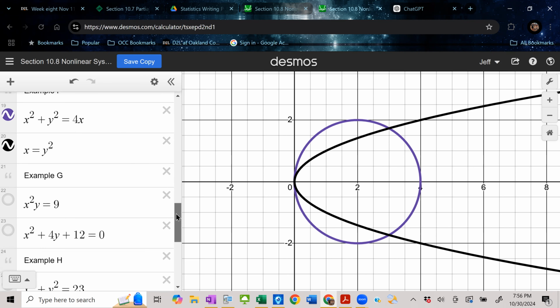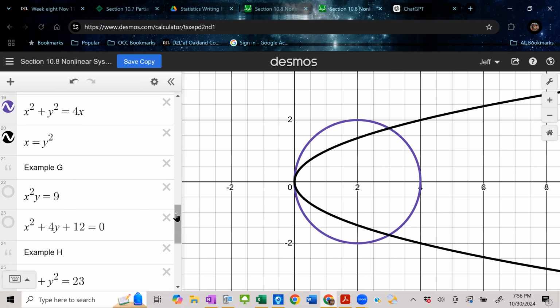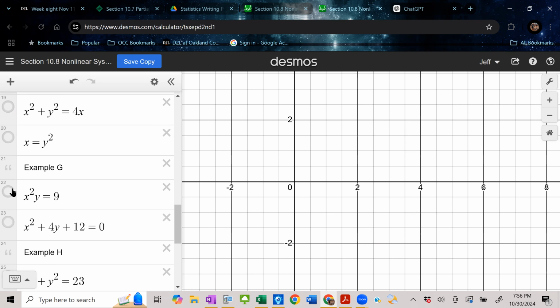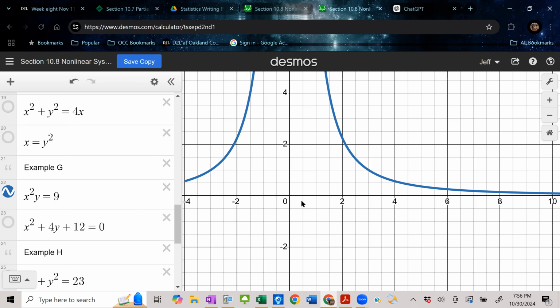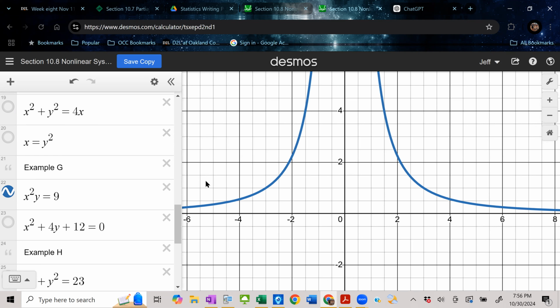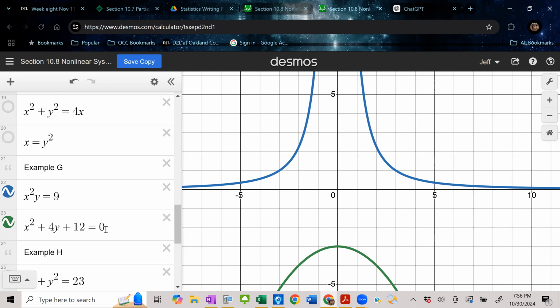All right. Did any of you try example G? Are there any surprises in example G? Well, it's a little different because you got a graph that's going to look like a hyperbola. Not exactly a hyperbola, but close enough. And then this one. Let me zoom out a little bit. There you go. You got a parabola that faces down and this rational equation with a vertical asymptote at 0 here.